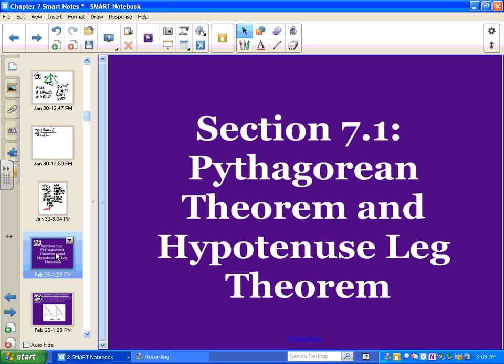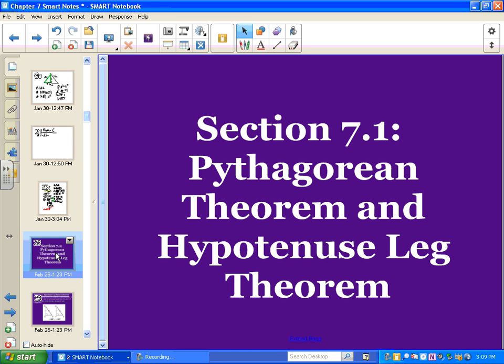So right now what I'd like to do is pick back up in your notes in section 7.1. In the previous lesson, we looked at the Pythagorean theorem, and we looked at those Pythagorean triples. Those parents, the 3, 4, 5, 5, 12, 13, 8, 15, 17, 7, 24, 25. And we looked at how to generate more triples from those parents. Now today, we're going to look at the back half of section 7.1, and that's the hypotenuse-leg theorem.